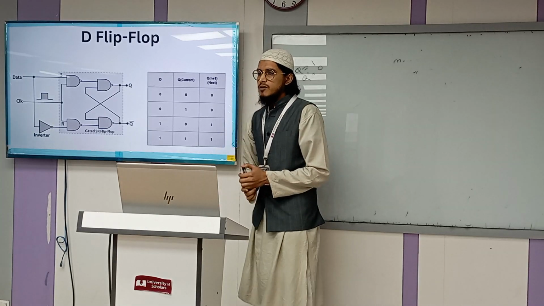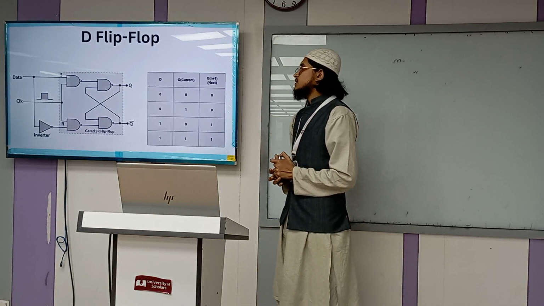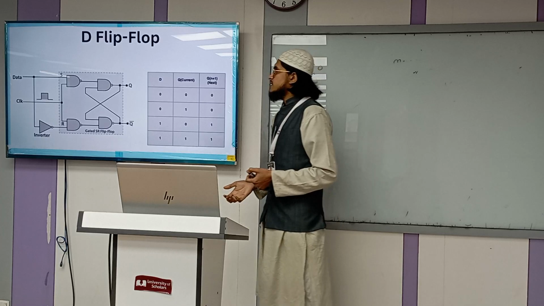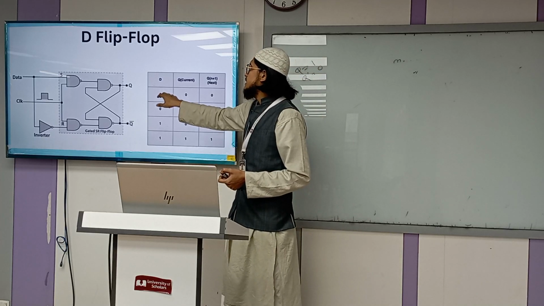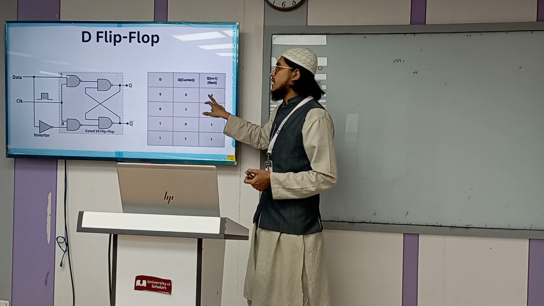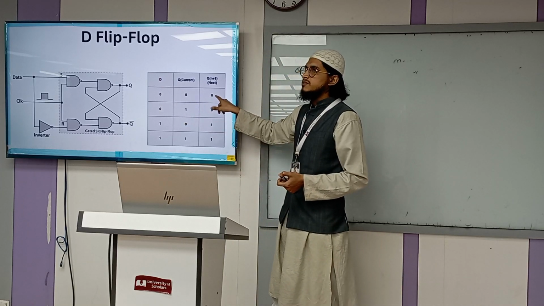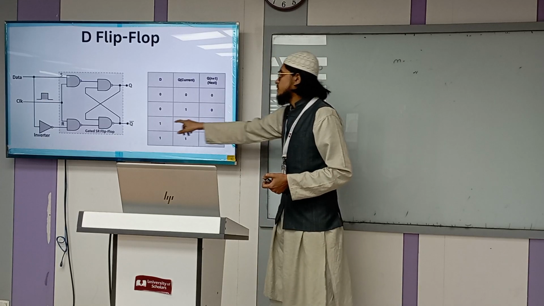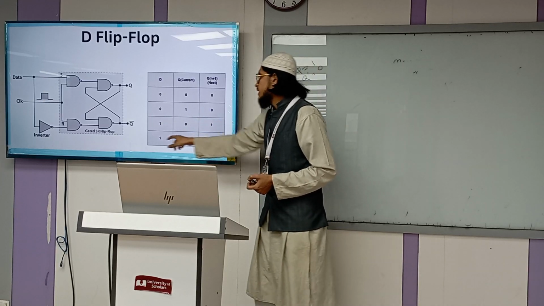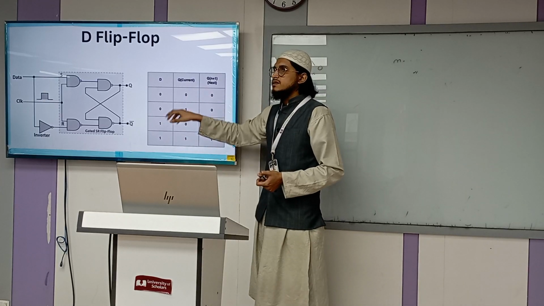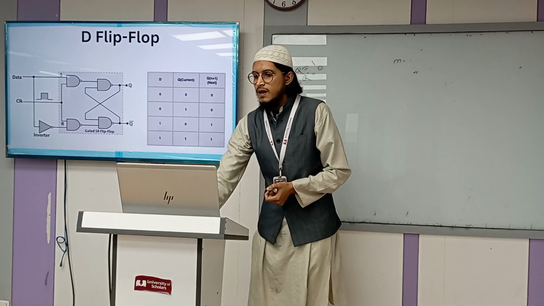So now the D flip-flop. In the D flip-flop, we can say that the input goes directly to the output. Like that, for D 0 we have output 0, we have 0 0. For 1 the output is 1, for 1 the output is 1. It doesn't actually need the past output.